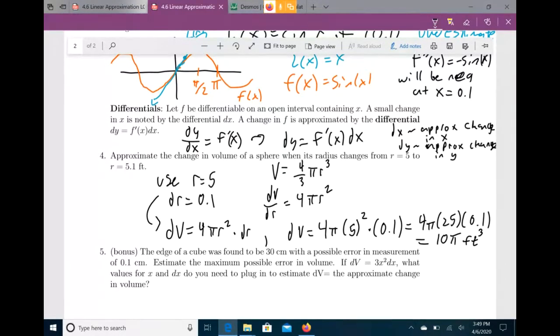All right, and this is in feet cubed. So I prefer to think of this as, say I'm measuring a sphere for whatever reason, and I measure the radius to be 5. But I have to take into account that my measurement's not perfect. I assume maybe that there's up to a 0.1 foot error in my measurement of the radius. How does this error propagate when I'm calculating the volume? What we found here is that if my radial measurement is off by possibly 0.1, my volume measurement could be off by as much as 10 pi cubic feet. So that's how I think about these differential problems. You're trying to compute a propagation of error.